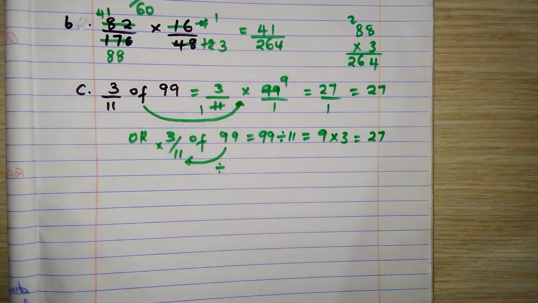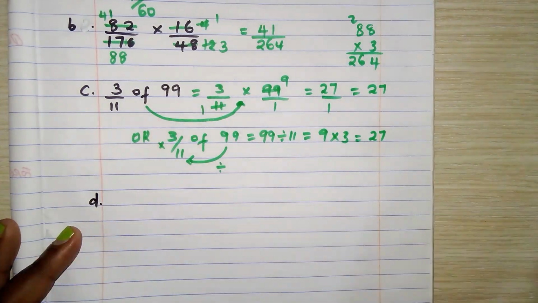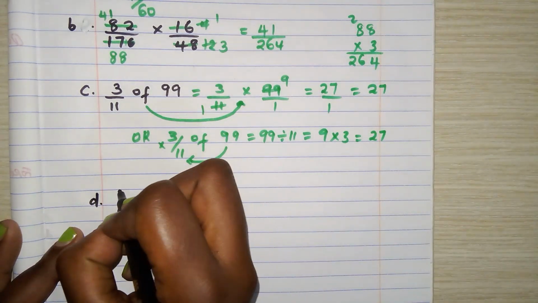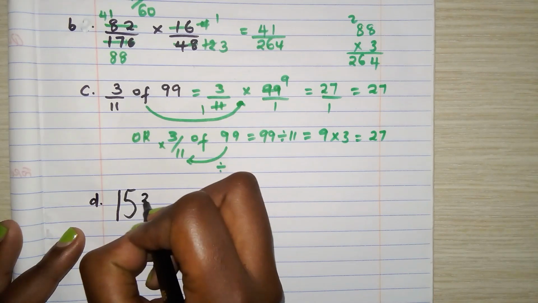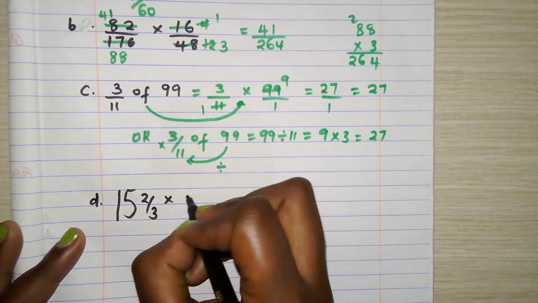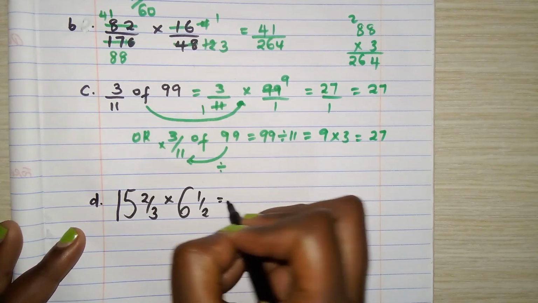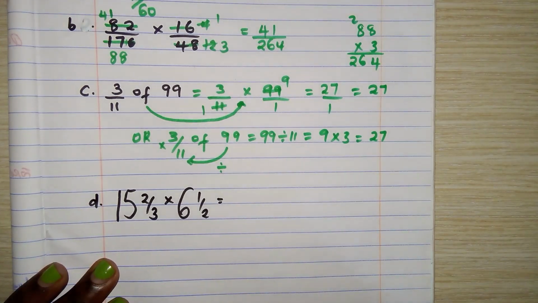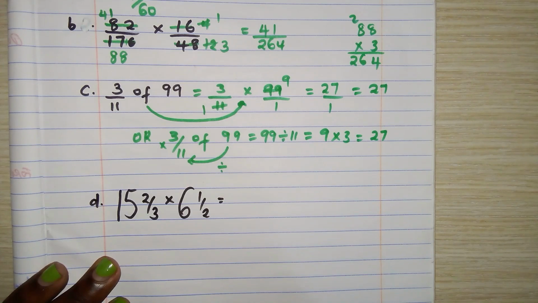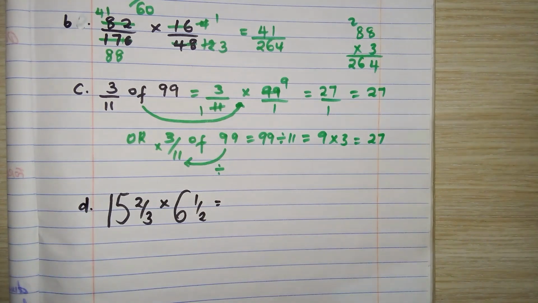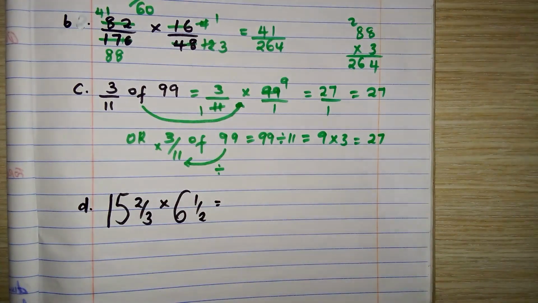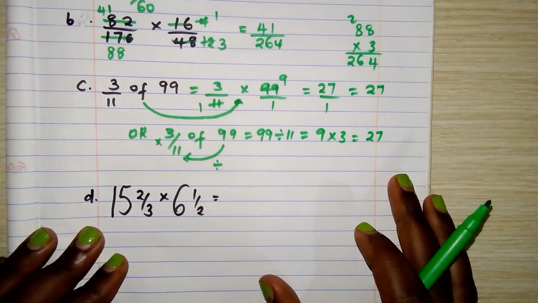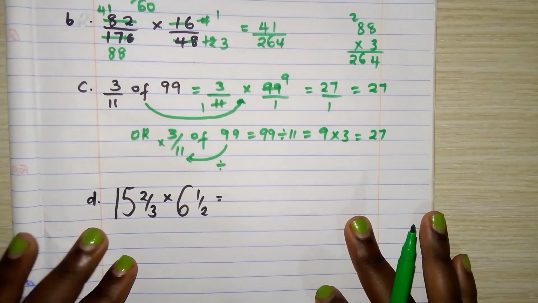The last question on multiplication, we have D. Now we can try a mixed number times another mixed number. So again, if you haven't watched the video on changing improper to mixed number, I'll put the link just on top there, or you can go to my channel and view the video.